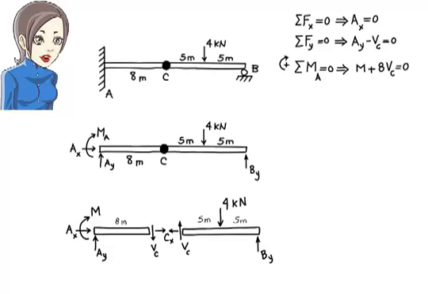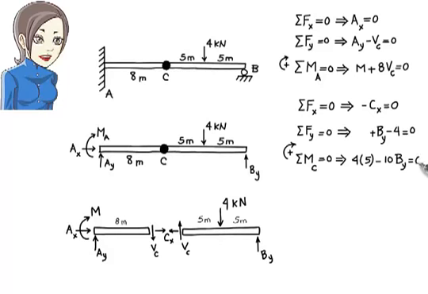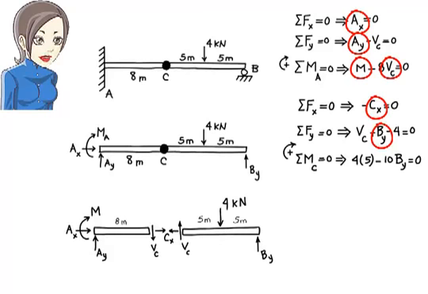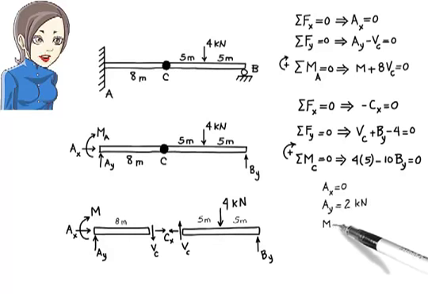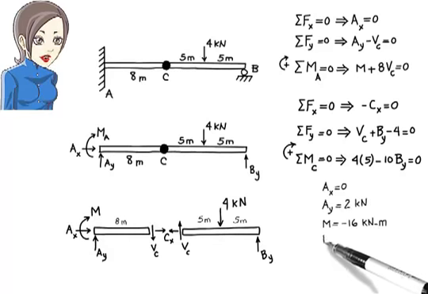The equilibrium equations for the right beam segment are: Therefore, we have a total of 6 equations and 6 unknowns. The unknowns are AX, AY, M, VC, CX, and BY. Solving the equations for the unknowns, we get AX equals 0, AY equals 2, M equals -16, BY equals 2, CX equals 0, VC equals 2.